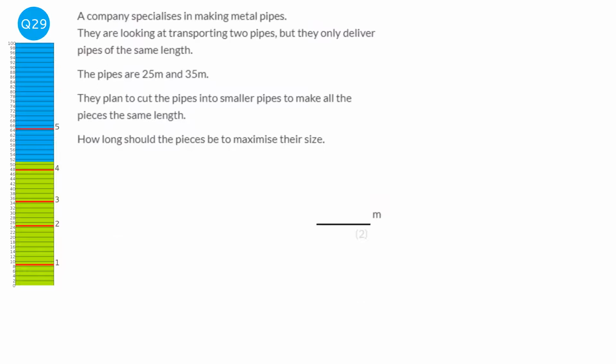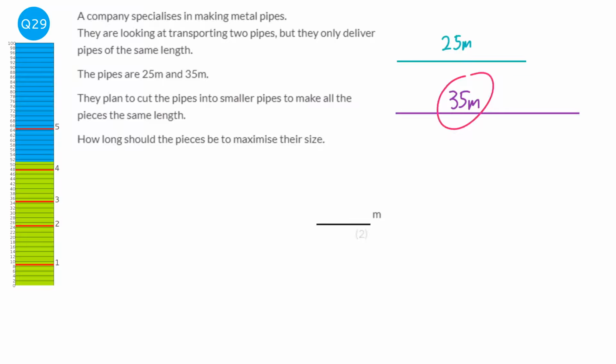So if we imagine we've got the 25 meter pipe here, and we've got the 35 meter pipe here, the question's basically asking us what can we cut all these pipes into, and they all have to be the same length that will fit with the 25 meter and the 35 meter. Essentially, what this question is asking is, what is the highest common factor of 25 and 35?